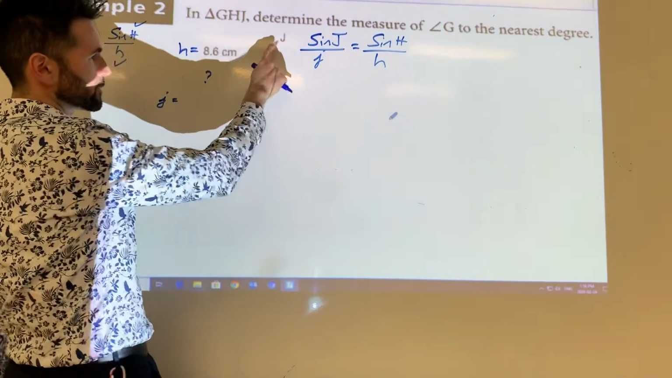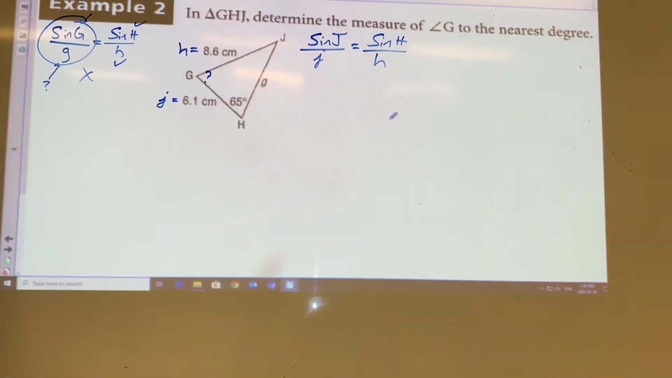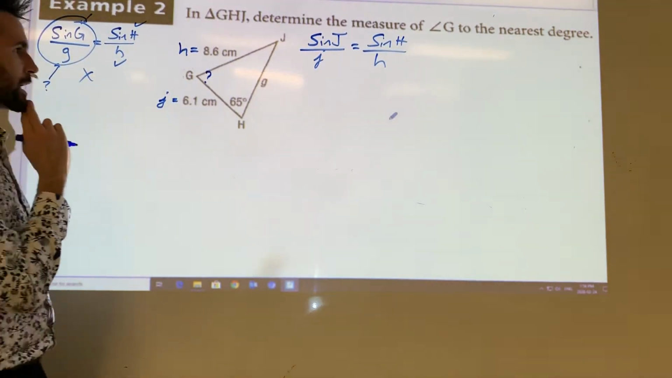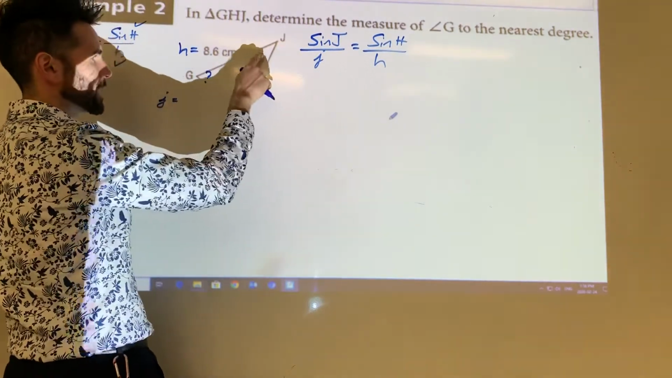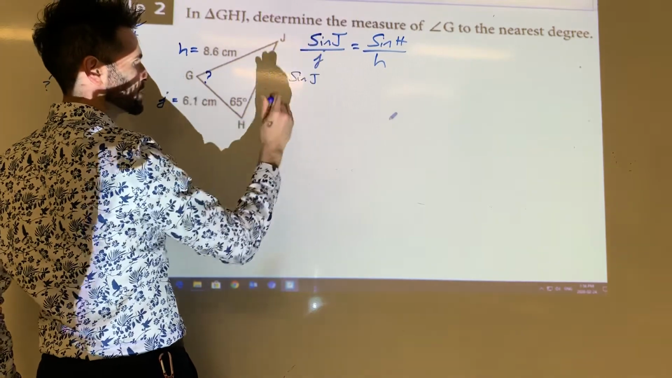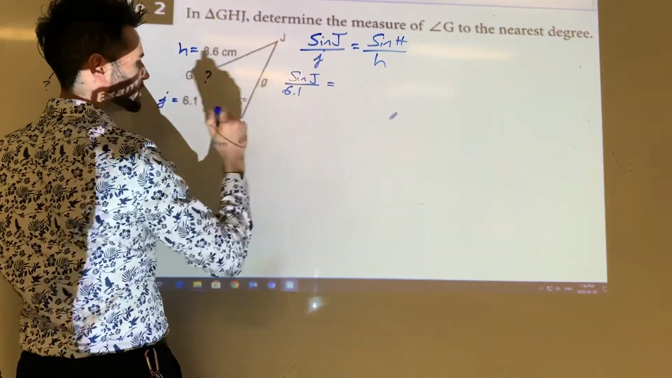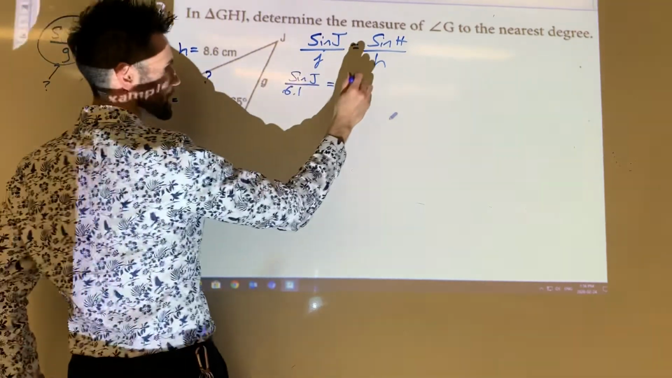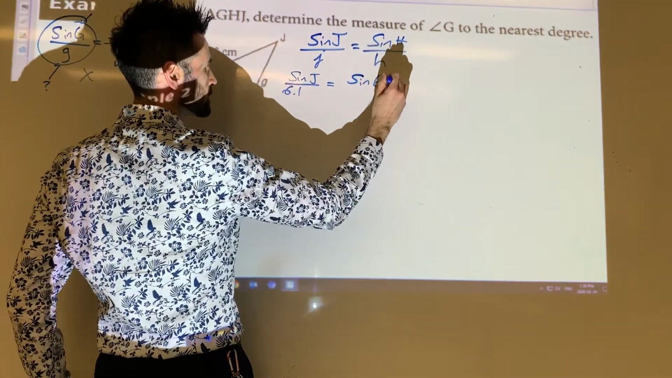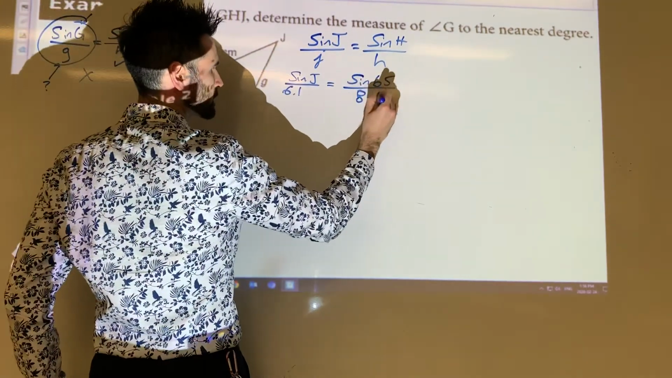So we're going to solve for a different angle and then find G. This is kind of a trickier two-step question. All right, let's plug in what we know. We don't know angle J, but we know side J. So I'm going to write sine J over 6.1 equals, now sine H would be sine 65 over side H, which is 8.6.